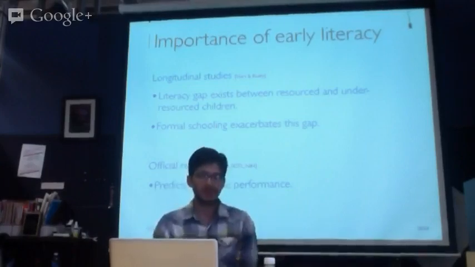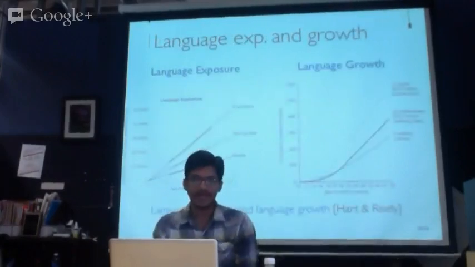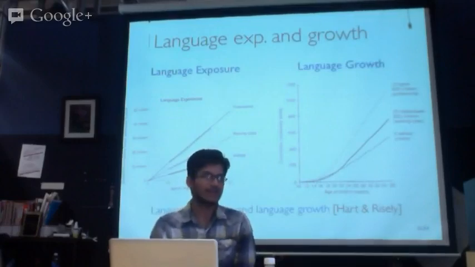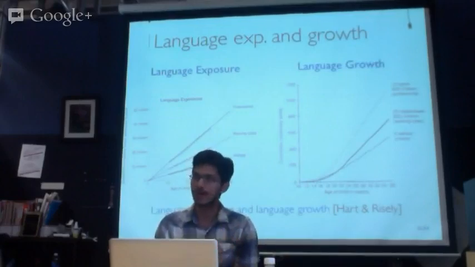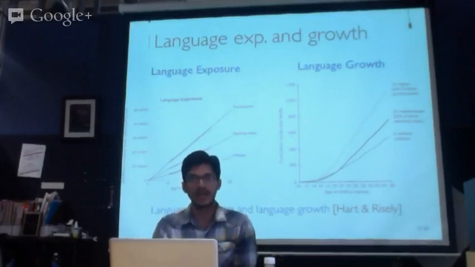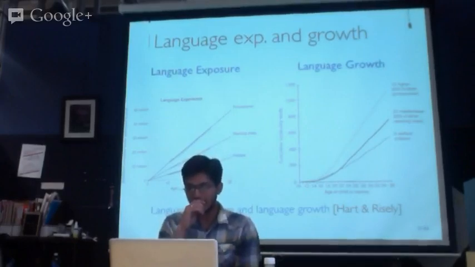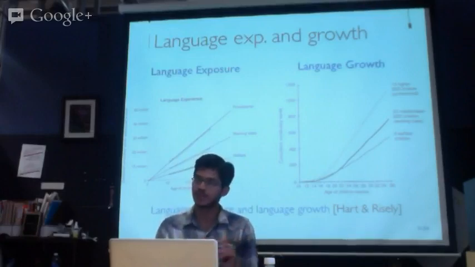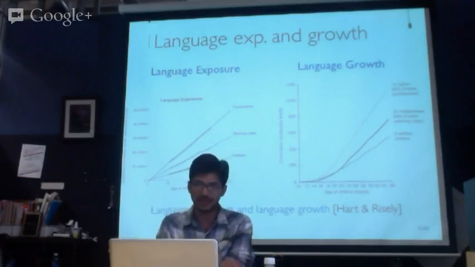But these sound like claims. Do we have data to support this? Does it actually happen? As a matter of fact, we do. These graphs are taken from this book by Hart and Risley, called Meaningful Differences in the Everyday Experience of Young American Children. They show how language exposure and language growth tend to vary across different segments of society.